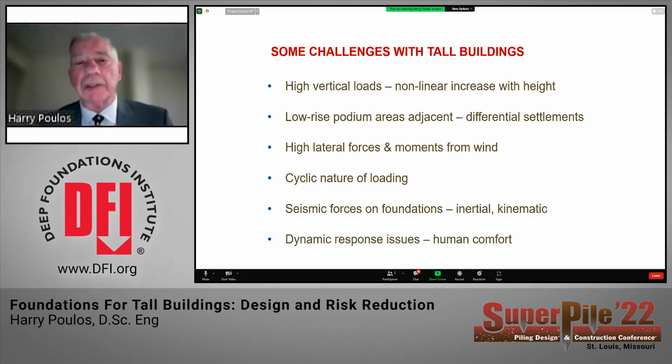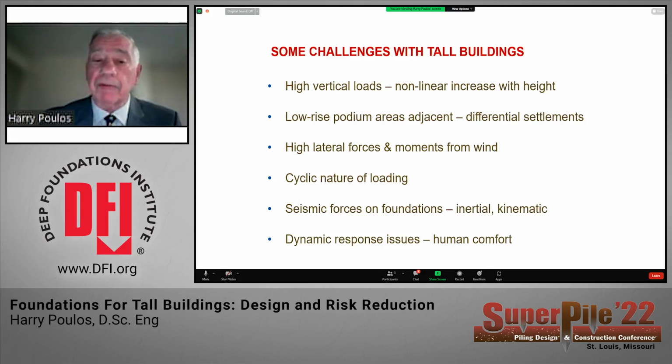Some of these challenges include having, of course, high vertical loads that increase non-linearly with height, because as the structure gets taller, it needs to be more robust and heavier. And so we have that as a prime issue. We also very frequently have low-rise podium areas adjacent to the tall tower, and so we have a potential for differential settlements. Clearly, we have high lateral forces and moments from wind loading, and that's of cyclic nature.